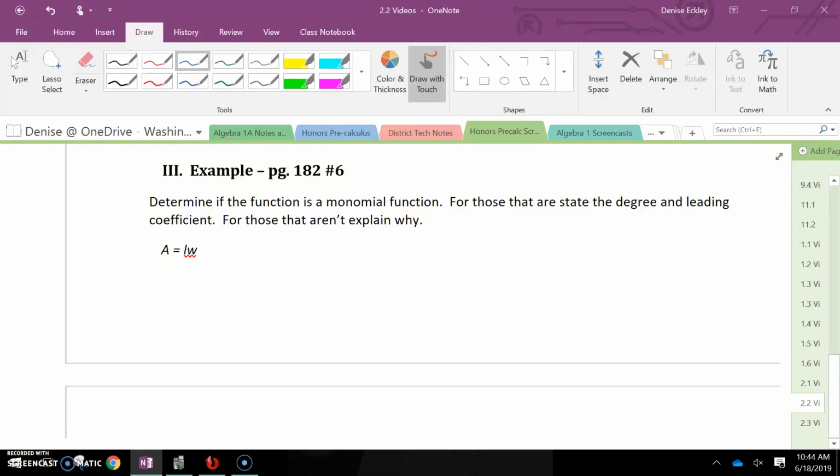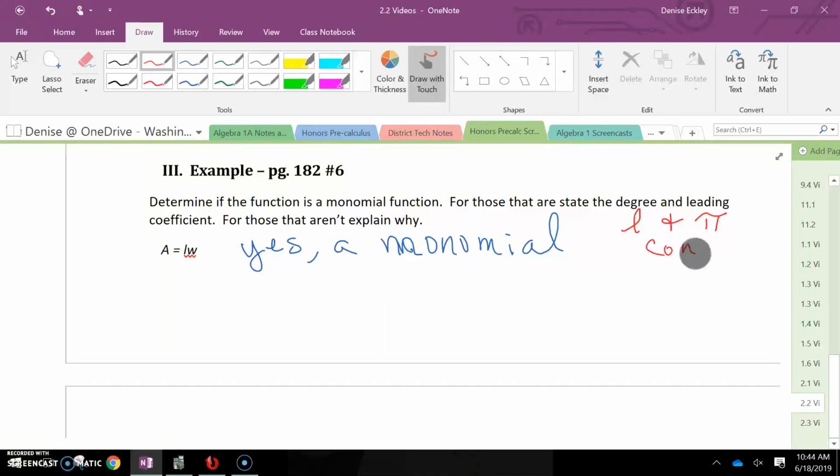So area equals length times width. So this is a monomial function, so we'll say yes. And the reason why is that they told us in the directions, which I didn't write down, that we are given that L and pi are constants, which I didn't write down in my part.